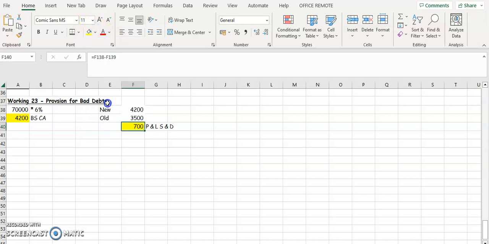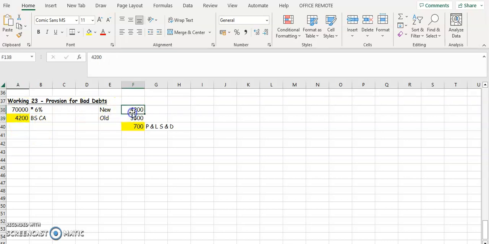So make sure you use your up-to-date figure for your debtors, multiply it by the percentage in the question. That's going to give you your new provision. That new provision then goes into your balance sheet as a current asset. So you have your debtors in the balance sheet as a current asset. From that, you're going to take away your provision for bad debts of 4,200.